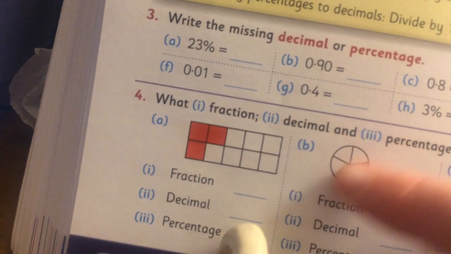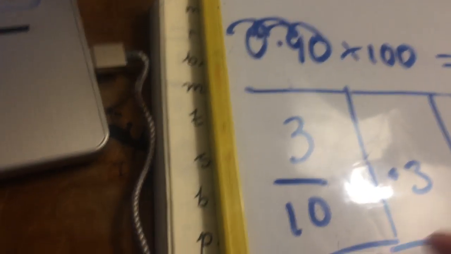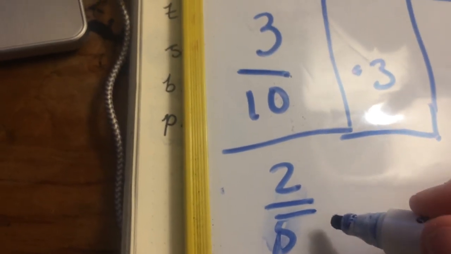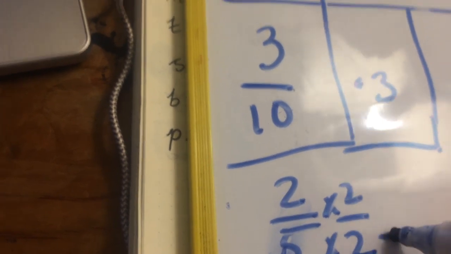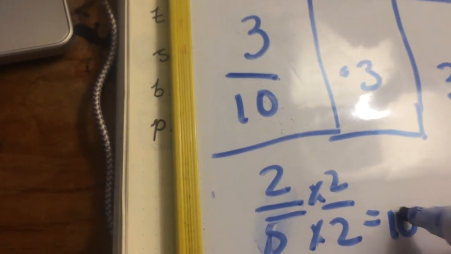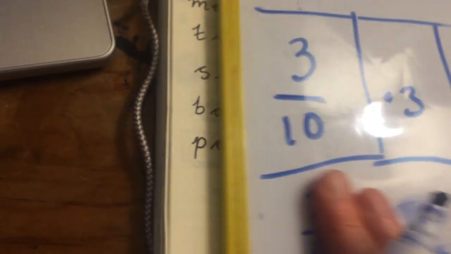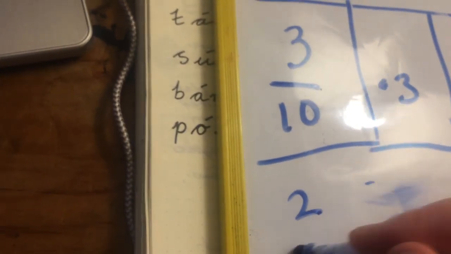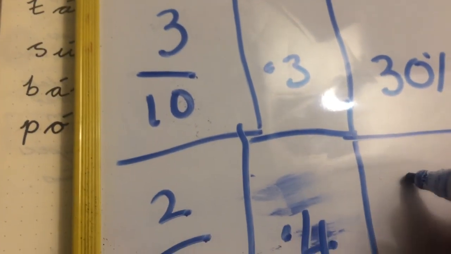So look at this one here. 1, 2, 3, 4, 5. So it's 2 out of 5, 2/5. Now, that's lovely, but we have to make it into something that we can work with. So we'll multiply by 2 and multiply by 2 to get it to tenths. So 2 2s are 4. So 4 tenths. So 2/5 is our fraction, but 0.4 is our decimal. And what's 0.4 as a percentage? 40%.